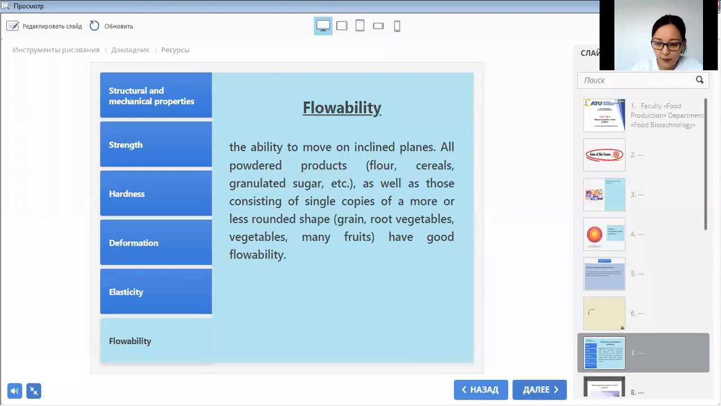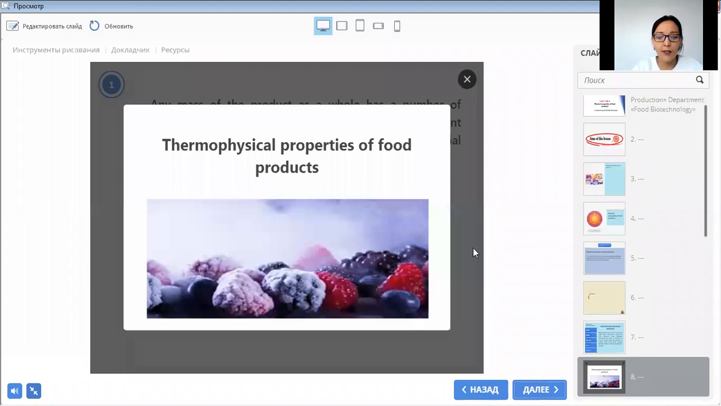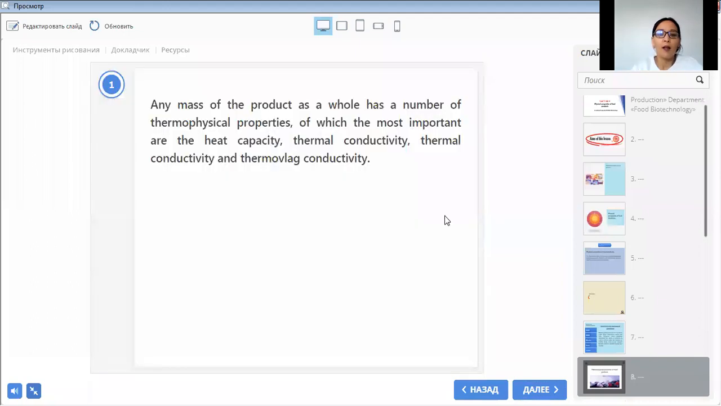Next, about the thermophysical properties of the products. Any mass of the product as a whole has a number of thermophysical properties, of which the most important are the heat capacity, thermal conductivity, thermal diffusivity, and thermal conductivity.